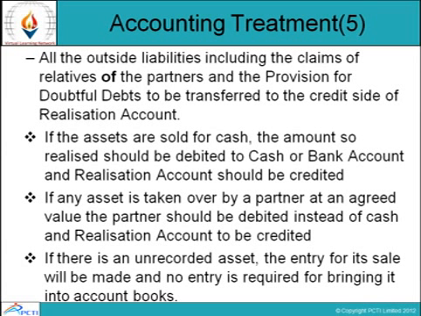Number 2, if any asset is taken over by a partner at an agreed value, the partner should be debited instead of cash and realization account to be credited. If there is an unrecorded asset, the entry for its sale will be made and no entry is required for bringing it into the account books.